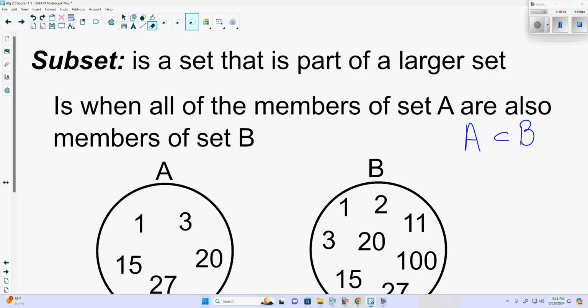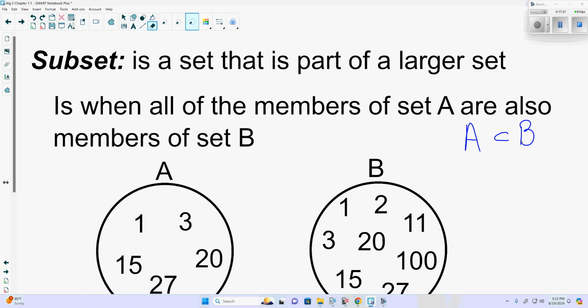So A is a set that is part of a larger set. It's a subset when all members of set A are also members of set B. So if we look at this here, 1, 3, 15, 20 are the parts, or what we call elements, of set A. Set B contains 1, 2, 11, 3, 20, 100, 15, 27. Is everything in A contained in B? Yeah. So we can say A is a subset of B, and we would write it like this here.